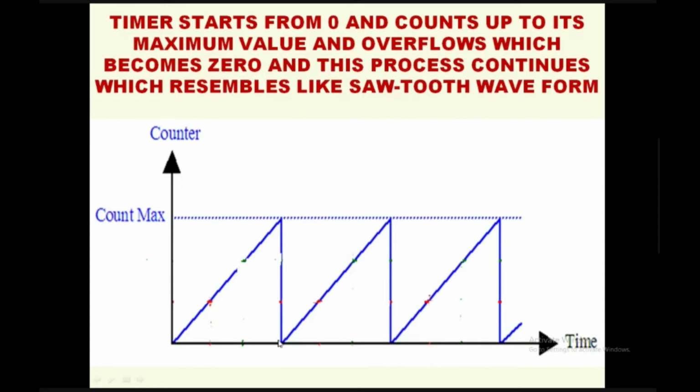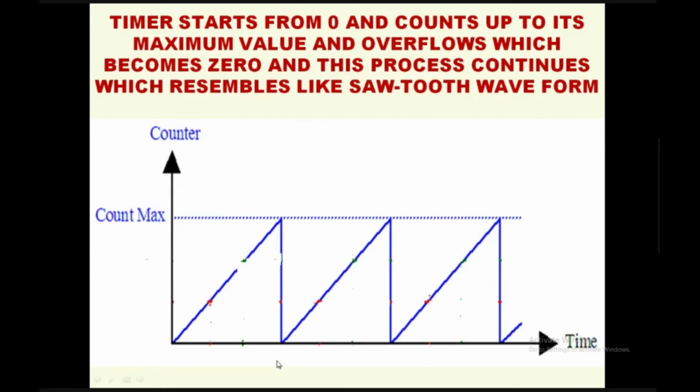When it overflows, it becomes 0. From 0 again, it will start counting from 0 up to 255. So when it reaches 255, it becomes 0. Similarly, if it is a 16-bit, it starts from 0, goes up to 65,535. So you can say this is one period. Okay, one sawtooth is one period.